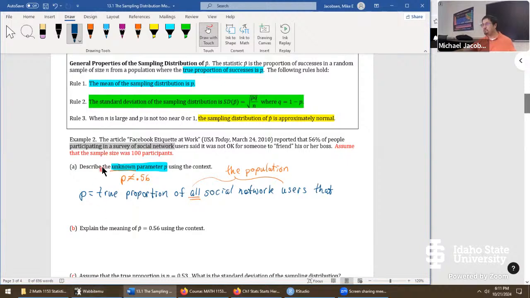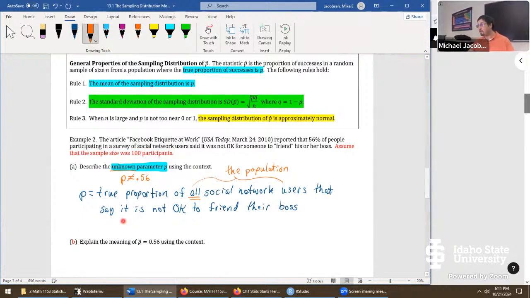So let's keep going. p is the true proportion of all social network users that say it is not okay to friend their boss. When we mention this part right here, we're just saying what the successes are in this study. So when we go to describe the unknown parameter, this is how it always goes.